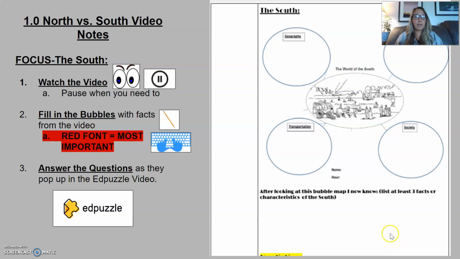So we last time focused on the North. Today we're focusing on the South, and you need to have your notes out that is in the bubble map form. There are 4 topics that we're looking at today: geography, economy, transportation, and society. So as you watch the video, you're going to be plugging in information into the bubble that corresponds with the slide and topic that we're discussing. Again, you can do this on computer or paper, whatever is preferable for you. And just as we go through, make sure you answer the Edpuzzle questions as well.